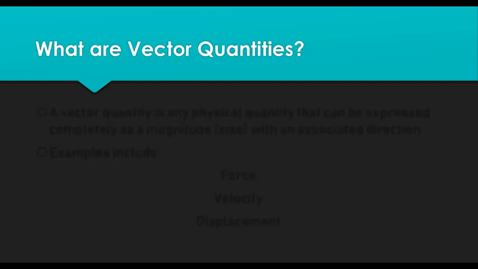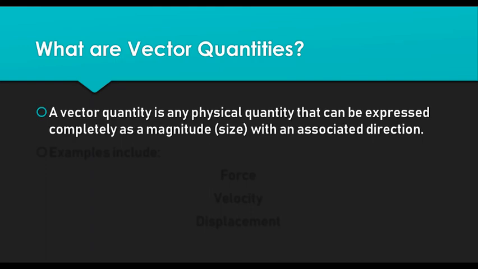The first thing we'll ask ourselves is: what are vector quantities? A vector quantity is any physical quantity that can be expressed completely as a magnitude, or size, and an associated direction. So what we're saying is that if we have a physical quantity, for it to be a vector, it has to have a magnitude, in other words a size, and an associated direction for us to actually consider it a vector. Some examples of vectors include force, velocity, and displacement.